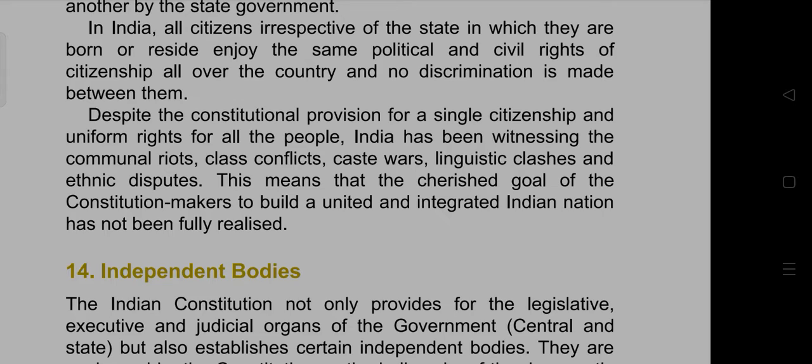Despite the constitutional provision for single citizenship and uniform rights for all the people, India has been witnessing communal riots, class conflicts, caste wars, linguistic clashes, and ethnic disputes. This means that the cherished goal of the constitution makers to build a united and integrated Indian nation has not been fully realized.